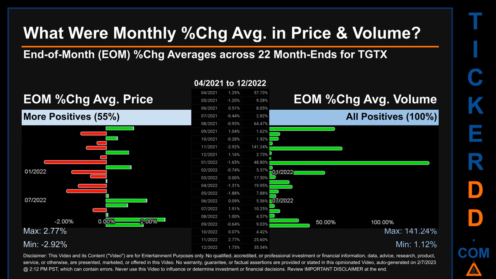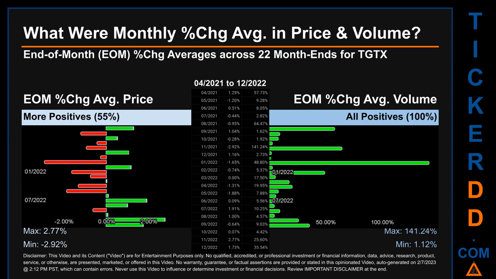From 04/2021 to 12/2020 seconds, 12 out of 22 month ends had a positive percentage change in average price. That is 55% of month ends saw a positive percentage change in average price. In terms of volume, 22 out of 22 month ends had a positive percentage change. That is 100% of month ends saw a positive percentage change in average volume.